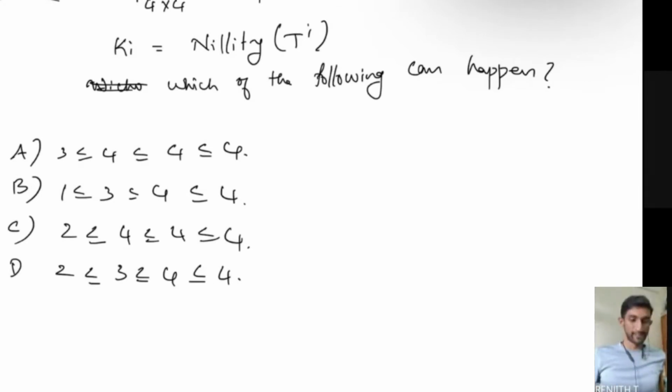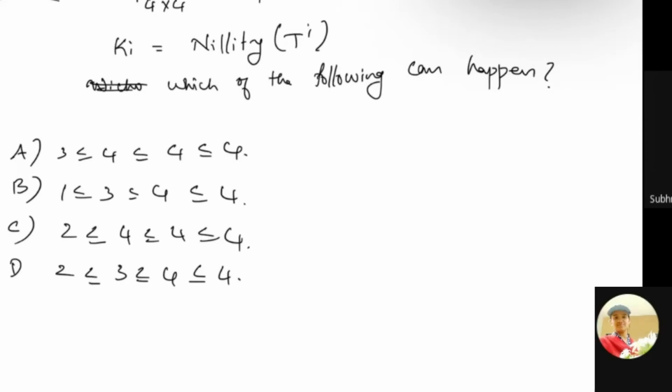Sir, T equal to... A and D 4 by 4 possible. 0 0 0 1 0 0 0 0 0 0 4 cross 4 matrix.